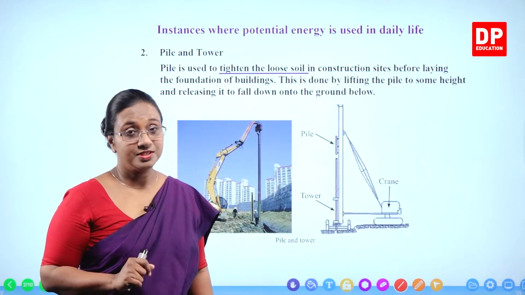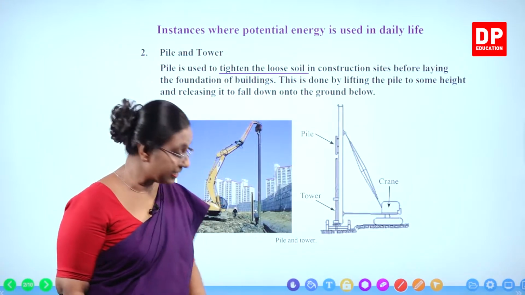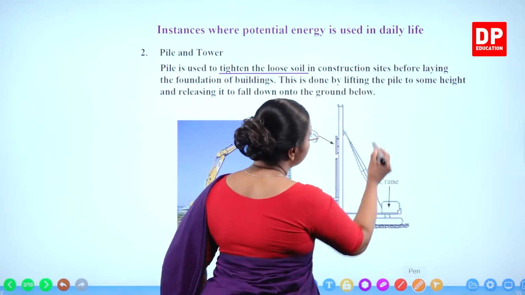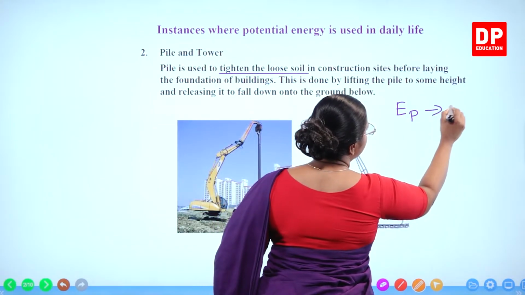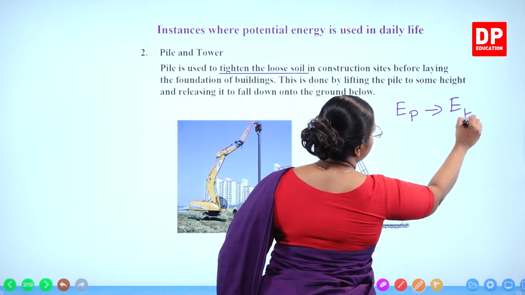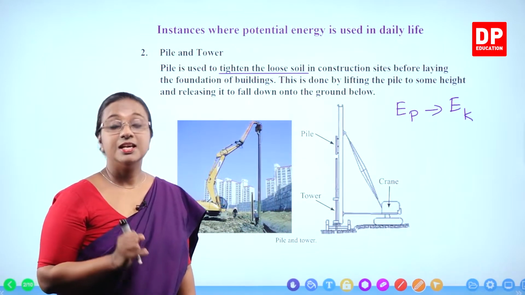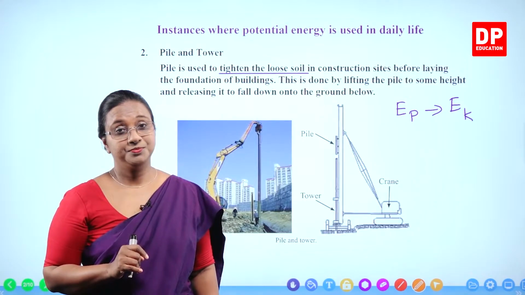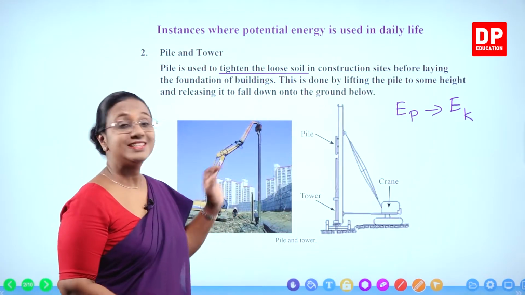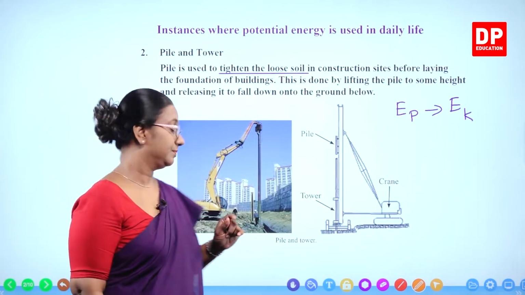Is that clear, students? So, that is another example where there is energy conversion. Here also potential energy, E potential, is converted to E kinetic. Potential energy is converted to kinetic energy. That is the energy conversion occurring here. I am sure that is clear to you all. So, we will move on to the next example.